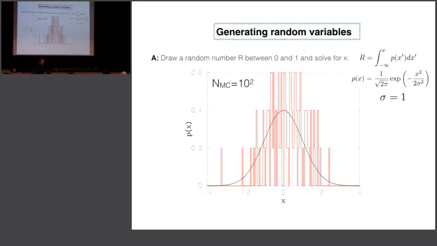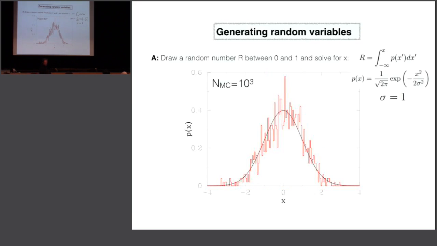It doesn't look that good yet. If you do 1,000, it looks like this. If you do 10,000, it looks like this. And if you do 100,000, it looks like this. Right? So that's just inverting this equation that I was showing you.